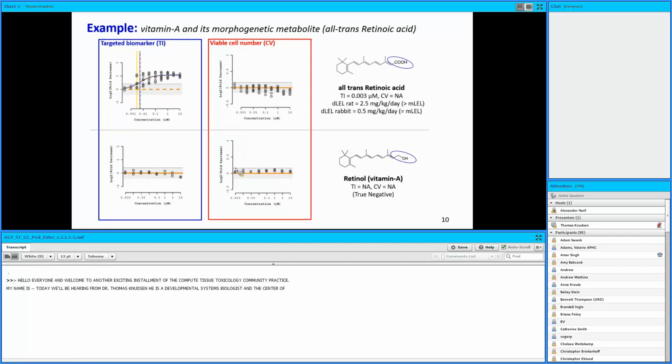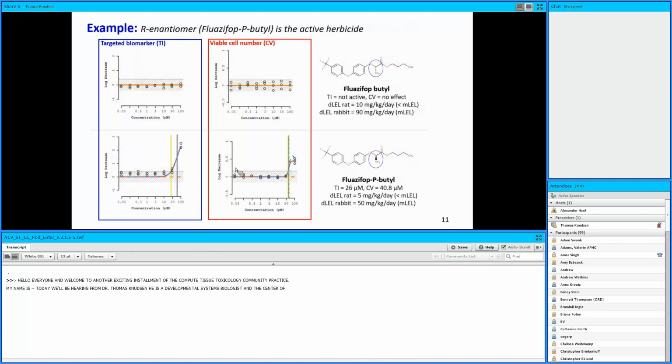Retinol is vitamin A, which is taken into the pregnant mother, converted to retinoic acid either in the liver or in the embryo. And all trans-retinoic acid is a morphogenetic compound in the embryo. So retinoid signaling pathways are very important for a number of normal and toxicological effects during early organogenesis and differentiation.